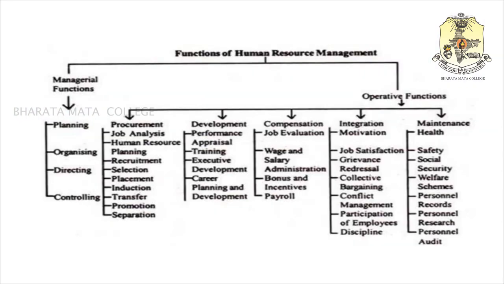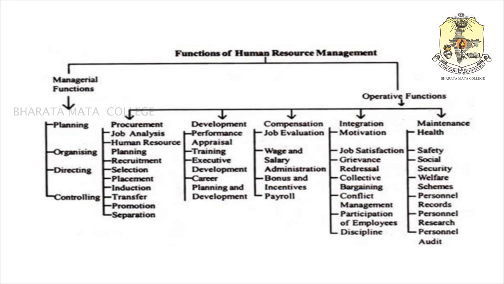Next, we will go through the operational functions. There are 5 functions performed by an HR manager. One is procurement, another one is development, third one is compensation, fourth one is integration, the last one is maintenance. There are several sub-functions under all these functions. In the procurement function, recruitment, selection, transfer, promotion, separation, all these are the sub-functions. At the same time, developmental functions consist of performance appraisal, employee training, executive development, career planning, etc.